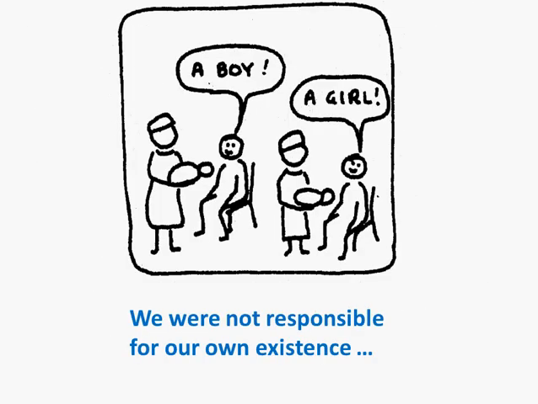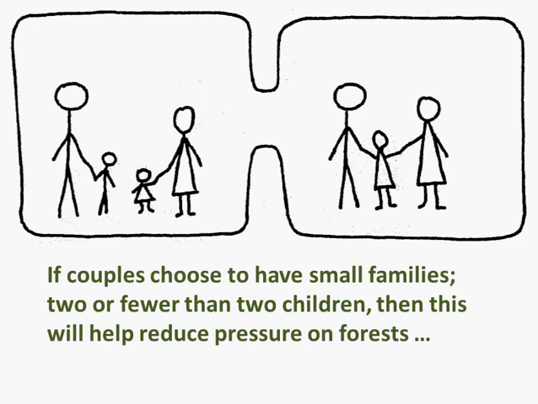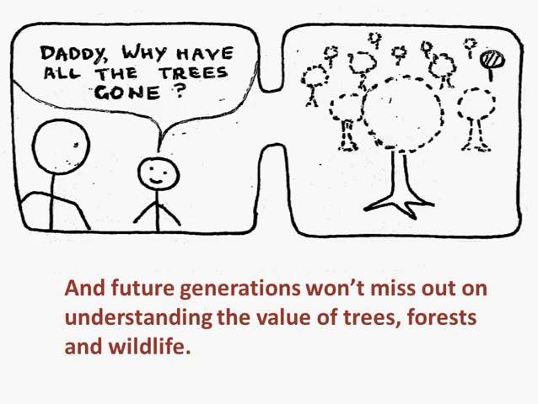We were not responsible for our own existence, but we are responsible for the number of children we add to the population. If couples choose to have small families, 2 or fewer than 2 children, then this will help reduce pressure on forests. And future generations won't miss out on understanding the value of trees, forests, and wildlife.